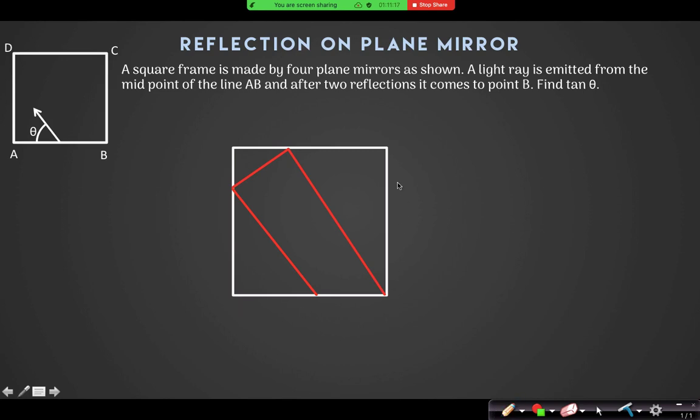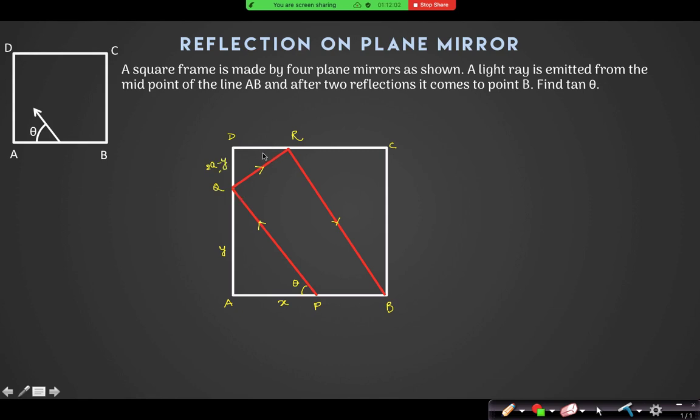Yes, sir. So if I say this is the initial light ray, then it hits here, then it comes back here, right? So this is B, this is A, this is D, this is C. Suppose this point is P, this point is Q, this point is R. If this angle is theta, let us assume this is X, this is Y, right? So let us assume the side length is 2A. So this length is 2A minus Y.